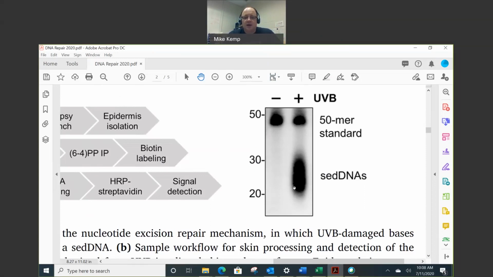These DNAs range in size from about 20 to 30 nucleotides, which is consistent with everything else we've done in cell culture. So it looks like what we see in human skin looks very similar to what we would see in cell culture, which is expected, but nice to actually show for the first time. The nice thing about this assay is, again, it's a very nice signal to noise ratio. In the absence of UV, there are no sDNAs, no excised oligos being generated in the skin.